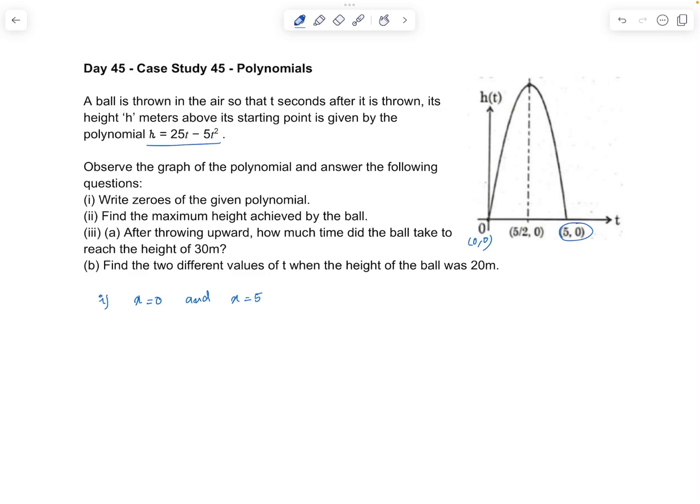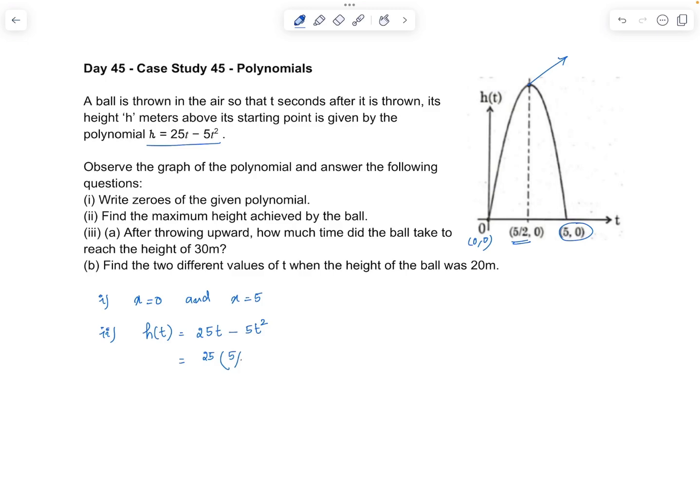Question 2. Find the maximum height achieved by the ball. Looking at the curve, we see that the maximum point is this and it has happened after 5 by 2 seconds. So now h is a function of t. H of t is equal to 25t minus 5t square. If we substitute 5 by 2 in the place of t, then we get the height.